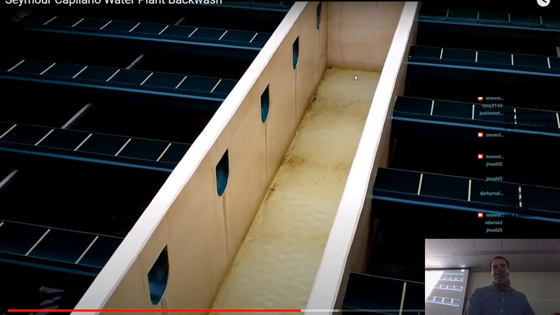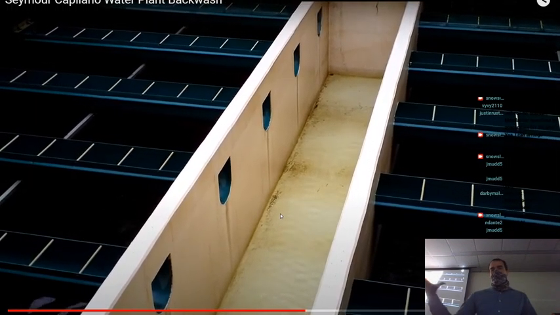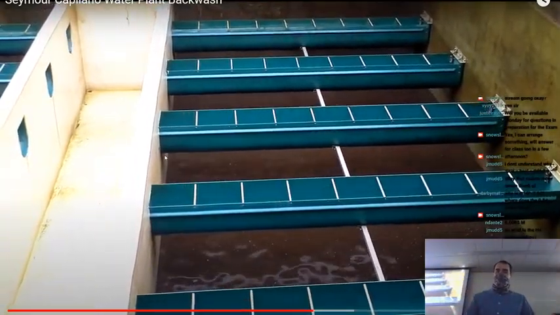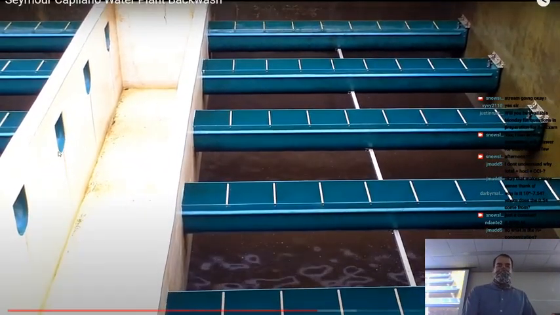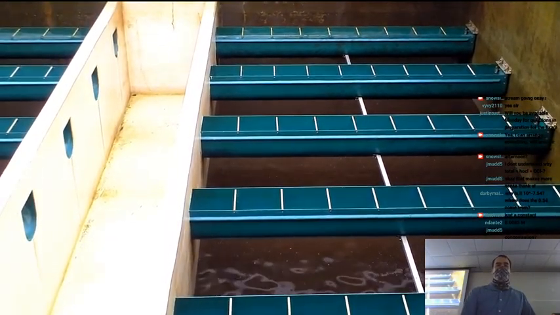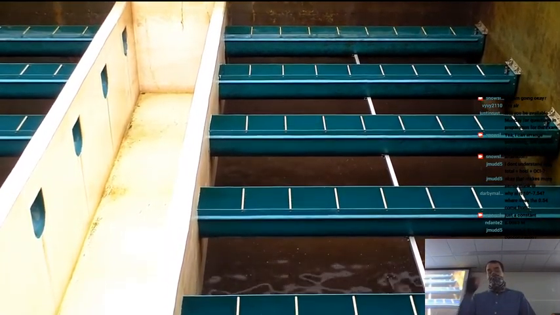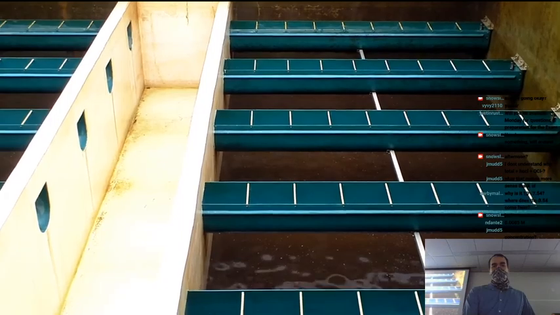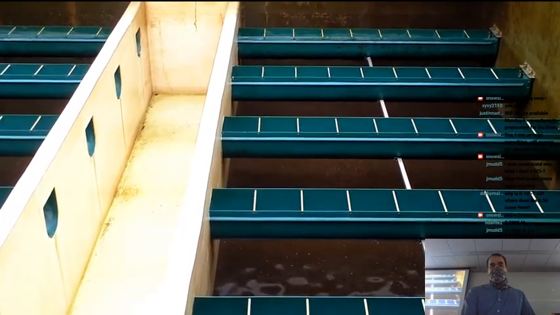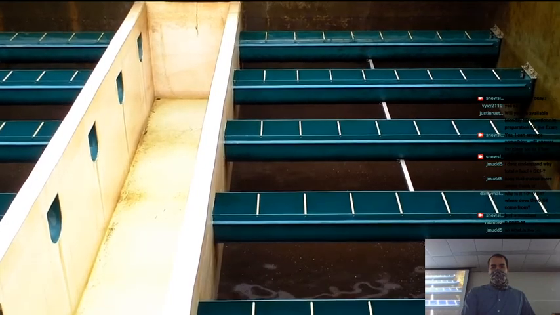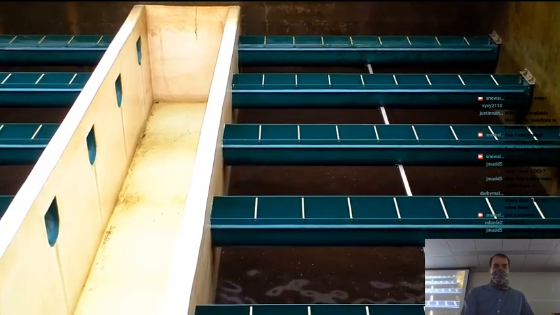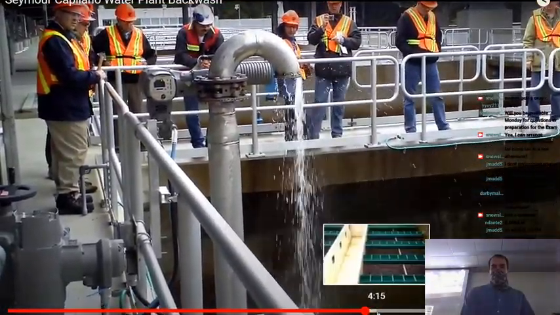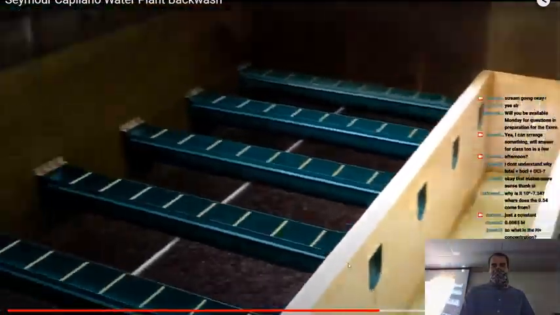So in here you can see this collection basin. All of these little trough things that are hovering there are used to collect water that they're backwashing, and take that water into this trough to then go to a waste stream. So this is a pretty typical design where you've got some sort of trough system like this, where it all feeds over. So I think at this point they're probably still on the air purge. Priming the pump. And then the fun begins.